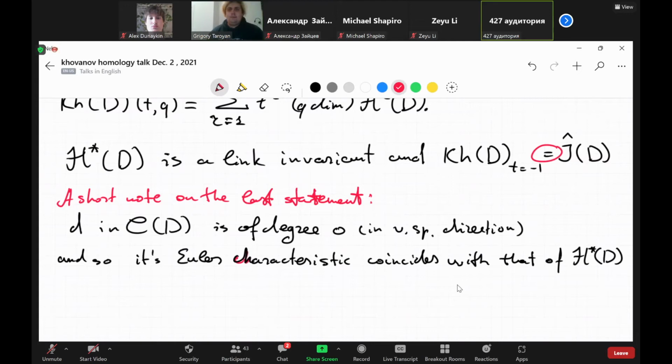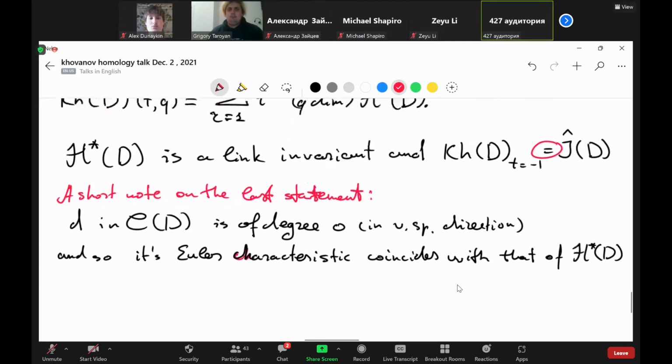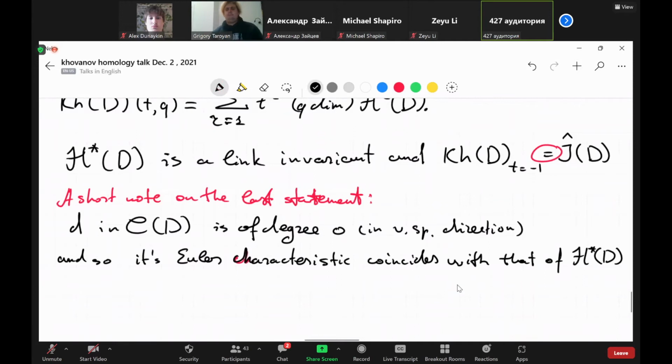То есть на самом деле комплекс Хованова распадается в прямую сумму комплексов, каждый из которых имеет одну фиксированную степень. У нас дифференциал – это отображение нулевой степени. Поэтому комплекс – это просто набор комплексов одной степени. И эйлерова характеристика комплекса степени k – это в точности коэффициент при q в степени k в многочлене Джонса.